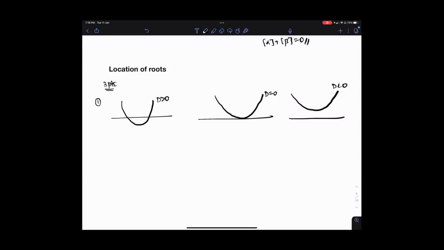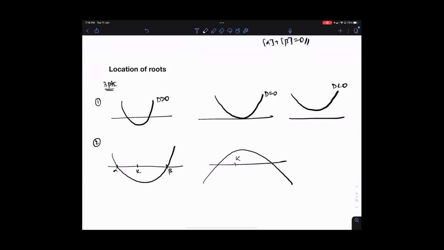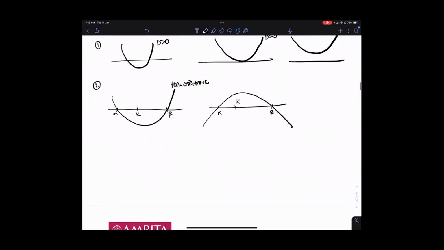And second point which you need to know is, if k is in between the roots of a quadratic, if alpha, beta are the roots, and this quadratic, let's say it is f of x, which is ax square plus bx plus c, then a into f of k will be less than 0. You can see here a is positive, f of k is negative.